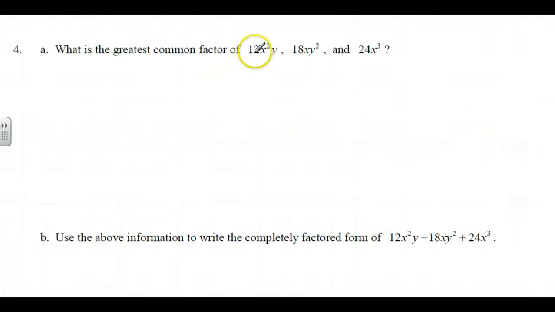What's the greatest common factor of 12x squared y, 18xy squared, and 24x cubed? So we're looking for the greatest common factor of 12, 18, and 24. Could do a factor tree, but I think we can recognize that 12 goes into 24, but not 18. So the number is 6. It goes into 12 twice, 18 three times, and 24 four times. We say they do all have an x in common. We're going to go with the lowest power of x. And they do not have a y in common, so there is no y in the greatest common factor. So 6x is it.